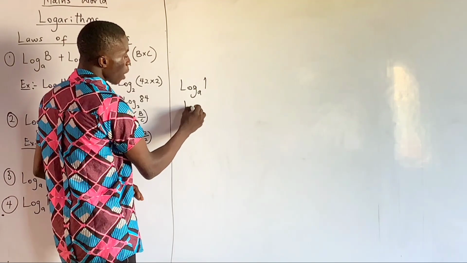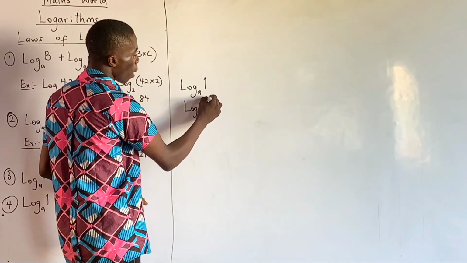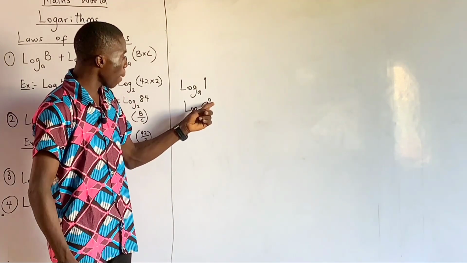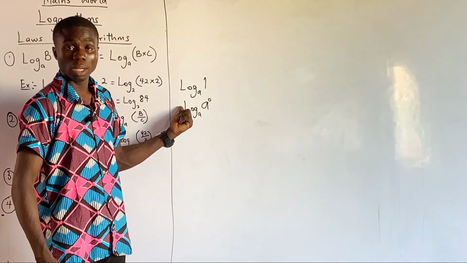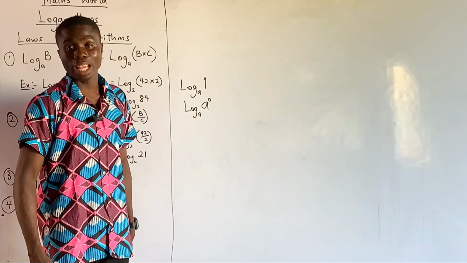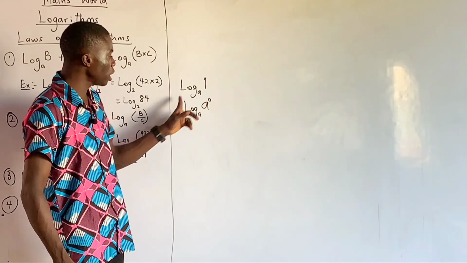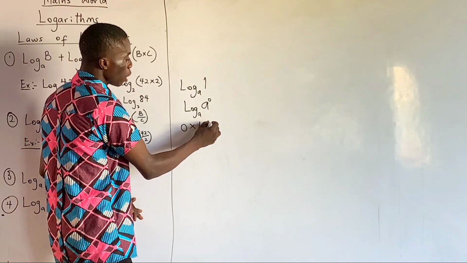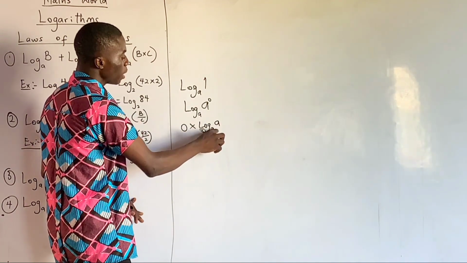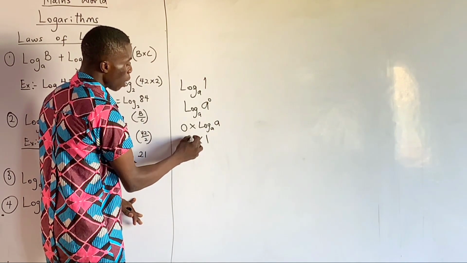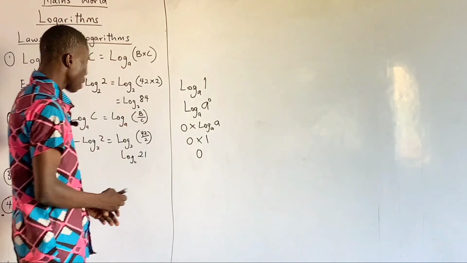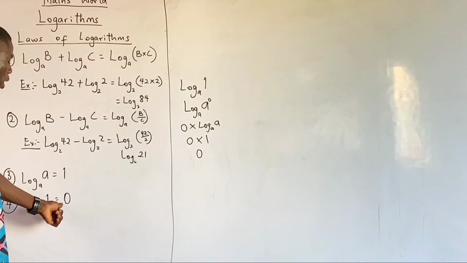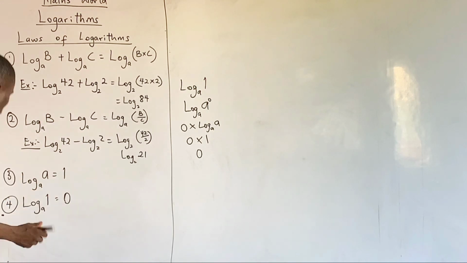Now I can represent 1 as a raised to power 0, because I know that a raised to power 0 is 1. So I can bring this power to the back. That is the next law that I will write now. It will become 0 times log a base a. Log a base a is 1. So 0 times 1 is 0. That's why whenever log 1 to any base is taken, it is equal to 0.